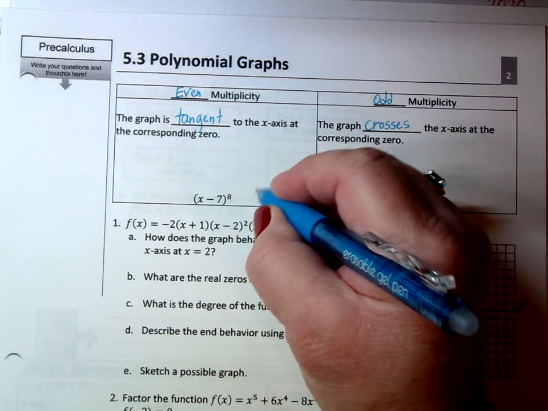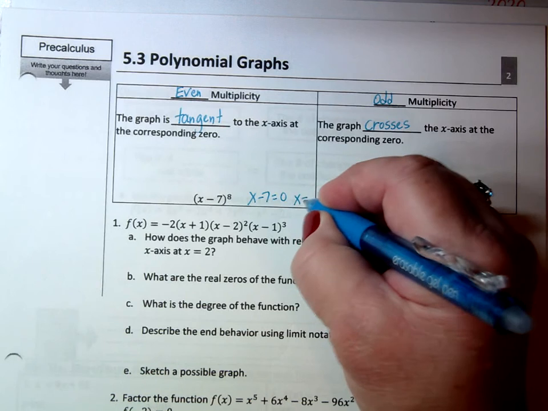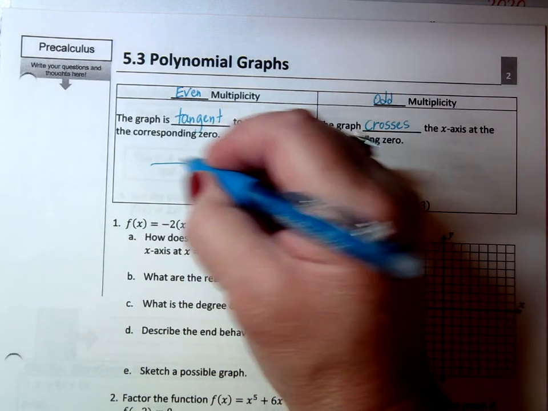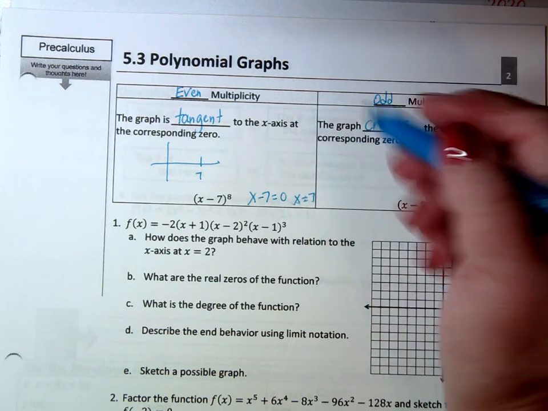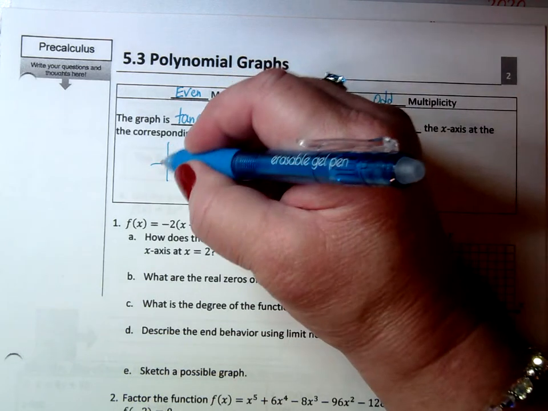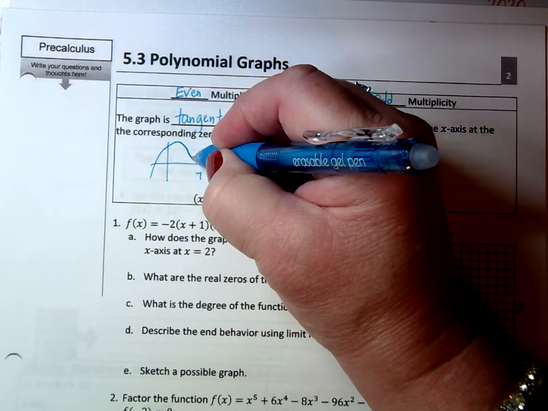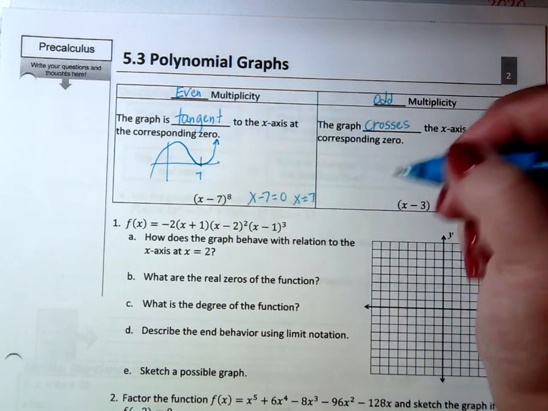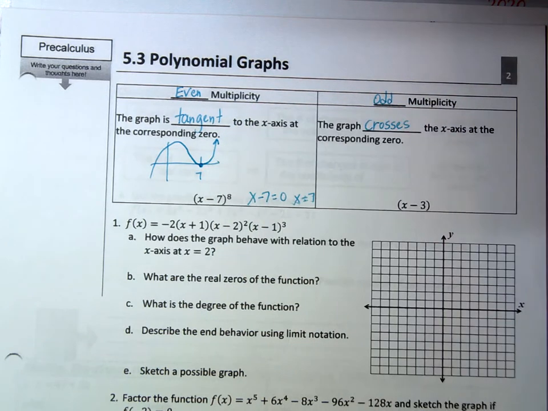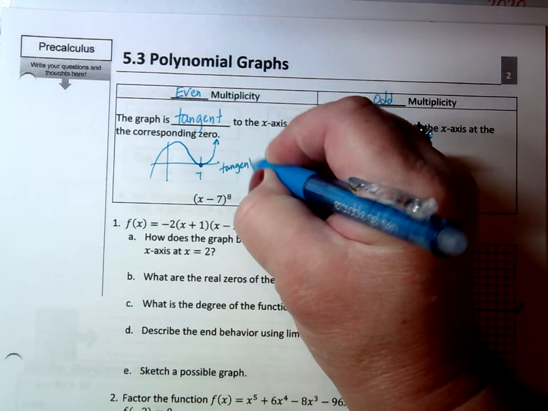So if I take that grouping, x minus 7, set it equal to 0, I get x equals 7. So when x equals 7, it has a tangent to the x-axis. That means the graph does whatever it's doing over here, I don't know, but when it comes to 7, it comes down, touches it at 7 and turns around. That's tangent. It just touches at that one point. That's what it looks like when they say tangent.